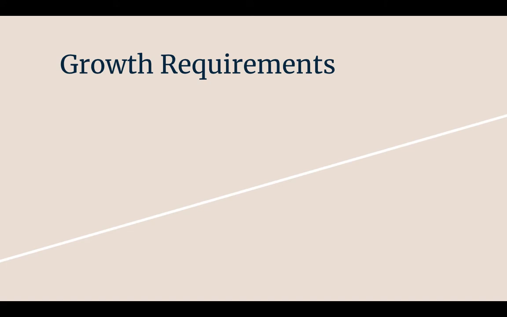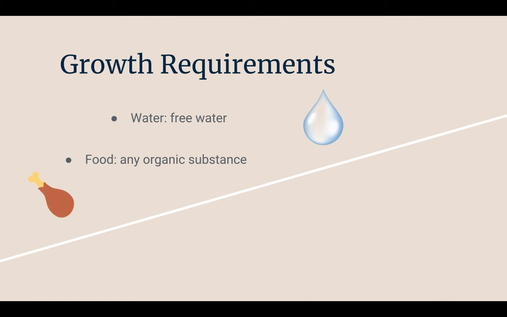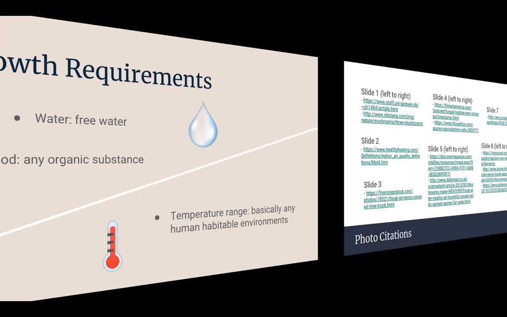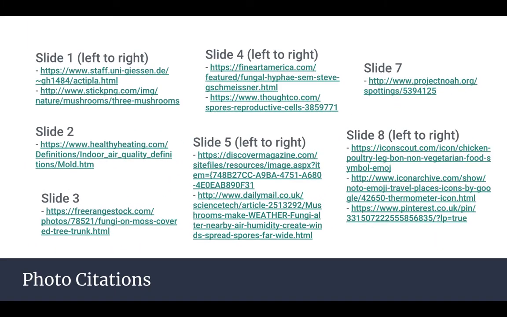In order to survive, all living organisms must follow strict guidelines, and fungi are no different. They must consume free water, which is not water that you have to pay for, but instead water that is not bound by other chemicals such as sugar and salt. For food, they can consume any organic substance available to them. And finally, for their habitable temperature range, they can survive in any place that we can survive in, from snowbanks to hot springs. This is the citation for all the photos I used in the slides.